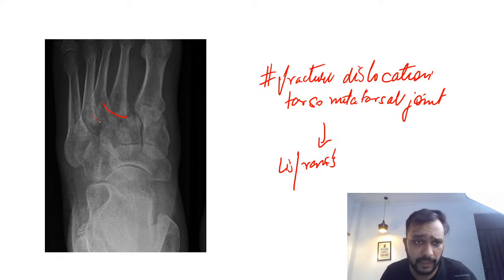as well as there is dislocation of the tarsometatarsal joint. Okay, this is known as Lisfranc's fracture.